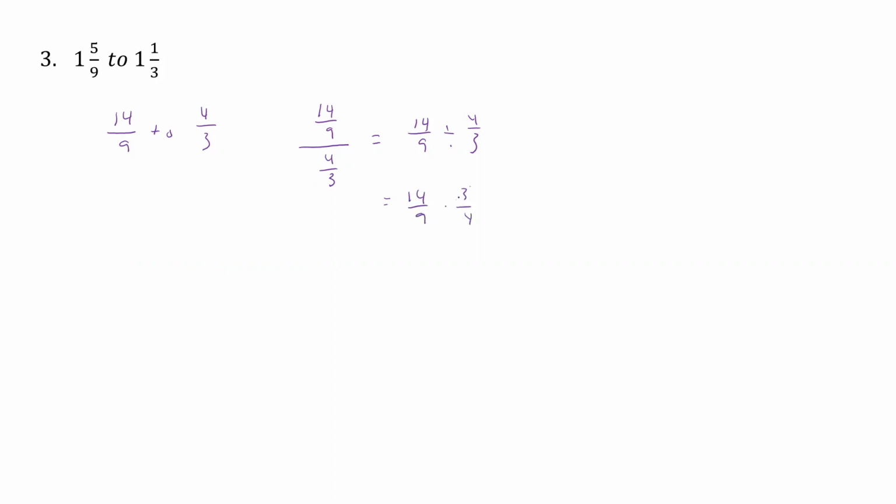Now we can reduce. 3 goes in here once, 3 goes in here 3 times, 2 goes in here twice, 2 goes in here 7 times. Now we have 7 times 1. That's going to give us 7. 3 times 2 is 6. And so the ratio of 1 and 5/9 to 1 and 1/3 is actually the ratio of 7 to 6. Okay. So it turns out to be really nice in the end, just one nice simple fraction, and we don't have to worry about all the mixed numbers there.